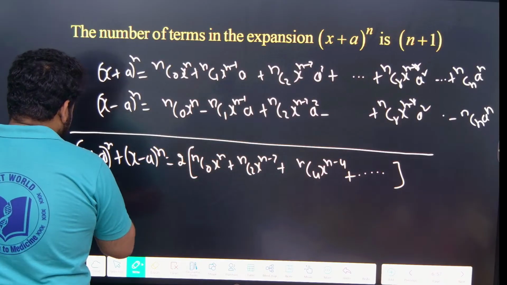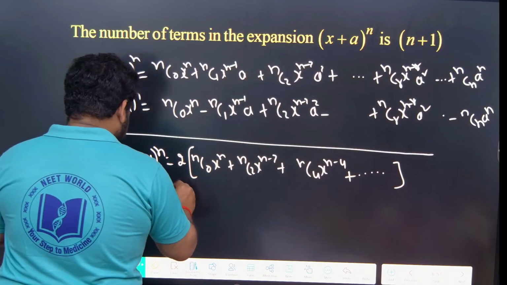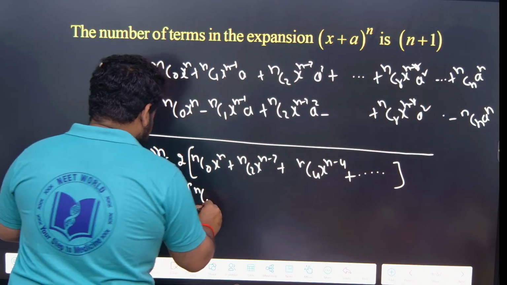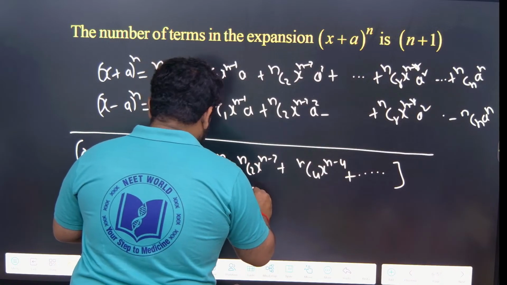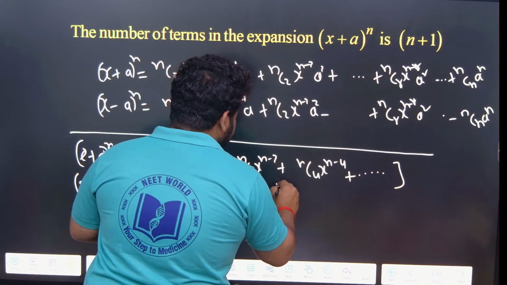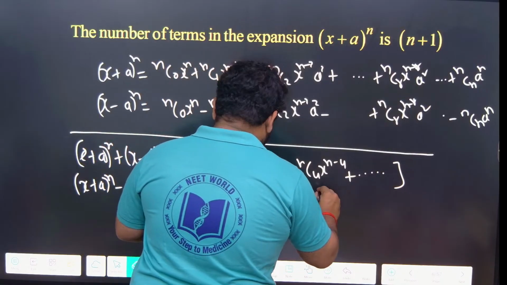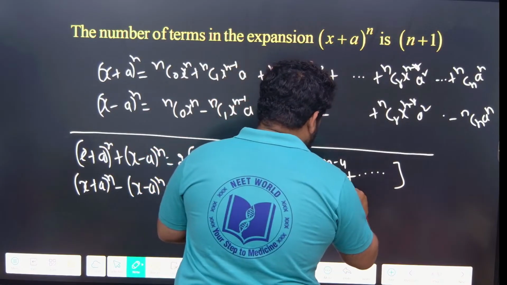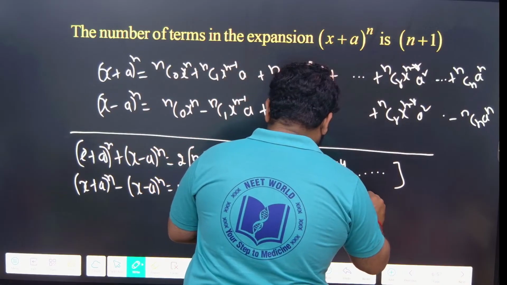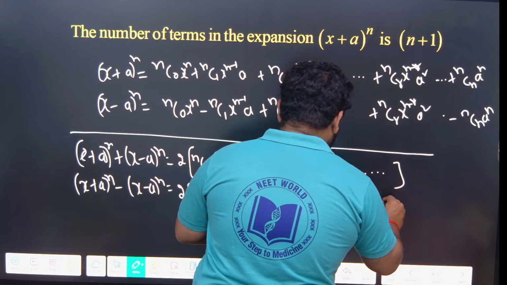x plus a to the power of n minus x minus a to the power of n. This will become 2 times [nC1 x^(n-1) a + nC3 x^(n-3) a^3 + nC5 x^(n-5) a^5], and it goes on like this, with a to the power 3, then a power 5.